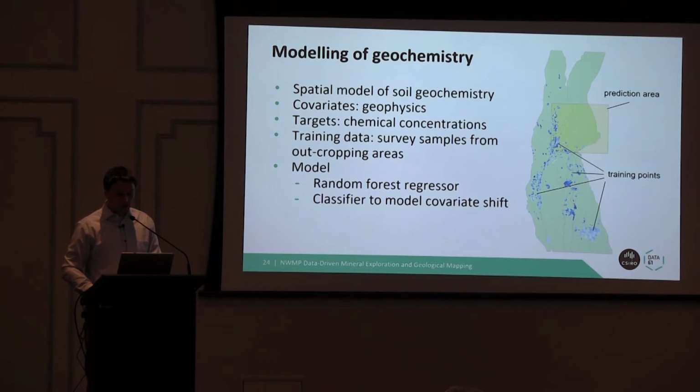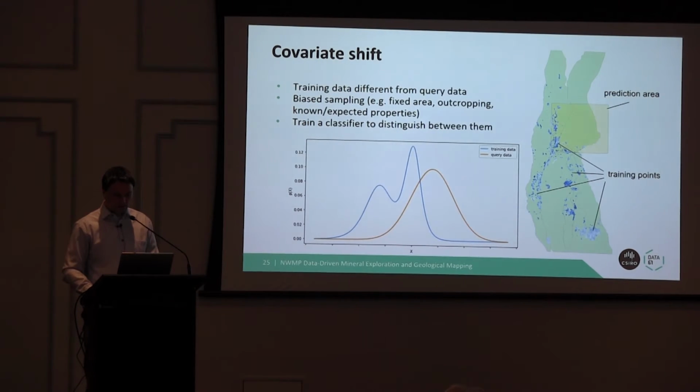We also try to estimate the covariate shift, which is what I tried to explain previously. Does our training data actually match the prediction area quite well? And this is just an explanation of the covariate shift. When the distributions of the training and prediction or query data vary too much, then the model, of course, is not as valuable.